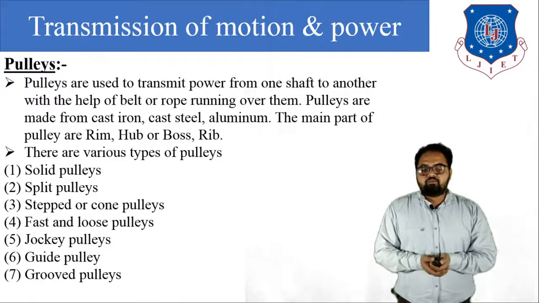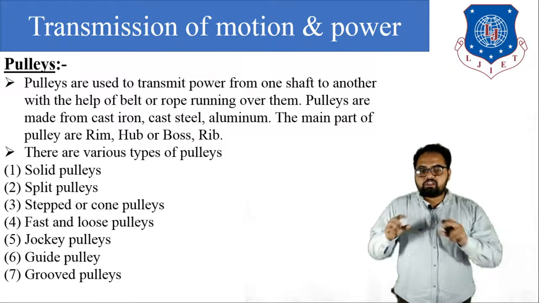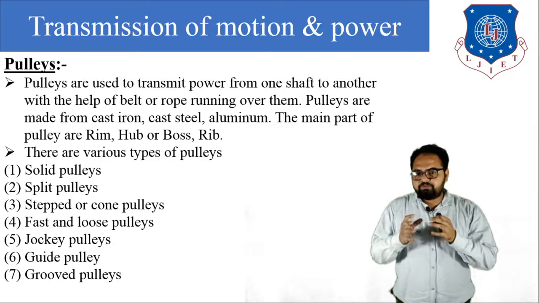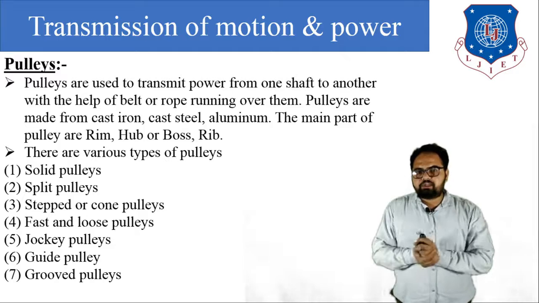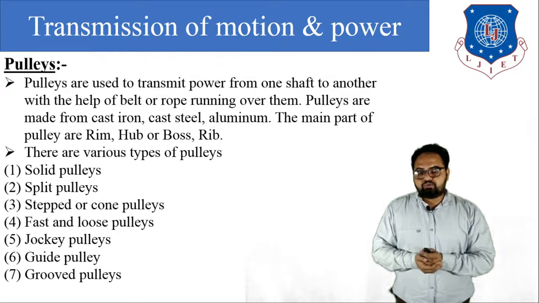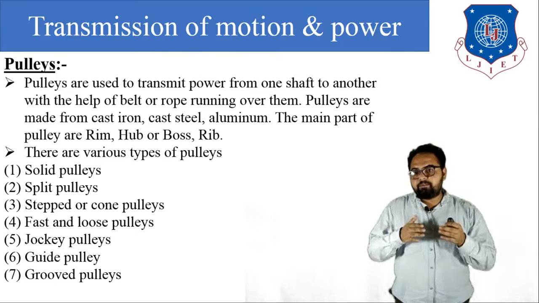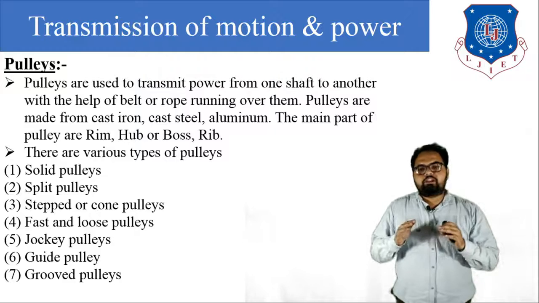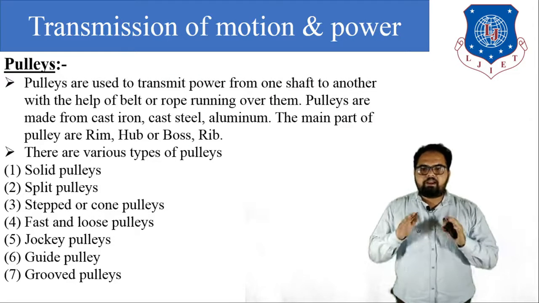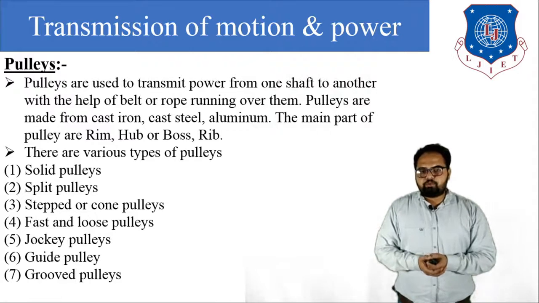Next is fast and loose pulley drive. When a number of machines are driven from a single shaft, and we need to stop one particular machine, at that time fast and loose pulley drives are used. When we require to stop that machine, we transfer the driven belt over the loose pulley, so that there is no transfer of power from the driving shaft to the driven shaft. Now the next pulley is jockey pulley drive.